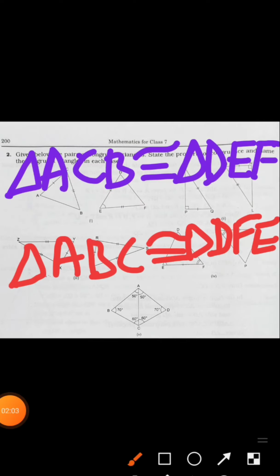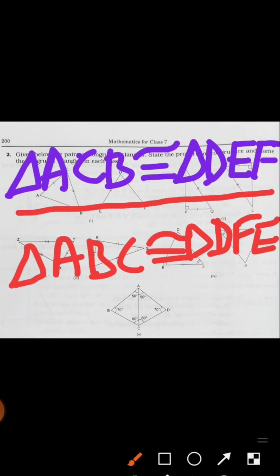So we need to write their names also. Here this is triangle ACB, and here we can write AC is equal to DE and angle C is equal to angle E. We can also write it as angle DEF. So we can write triangle ACB is congruent to triangle DEF, or we can also write this in another way, with the same triangle as ABC.